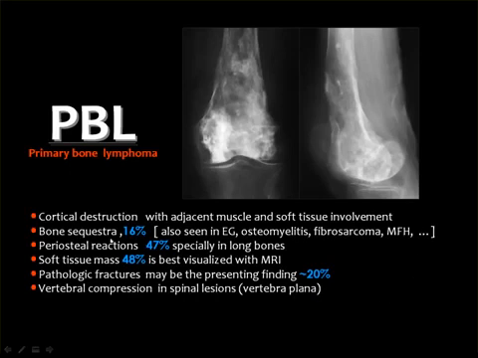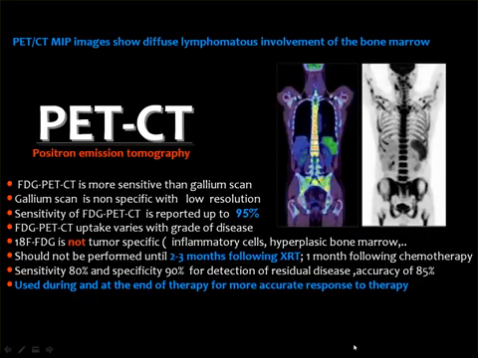Sometimes you get bone sequestra, which you remember are seen in chronic osteomyelitis and sometimes in eosinophilic granuloma, fibrosarcoma, and malignant fibrous histiocytoma. Periosteal reaction is seen in about 50% of the cases. Extraosseous soft tissue masses are seen well by MRI. Pathological fractures may be seen in around 20% of the patients, and vertebral compression or vertebra plana is one of the contributing factors.